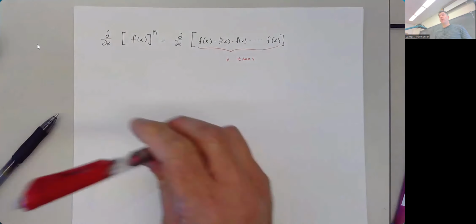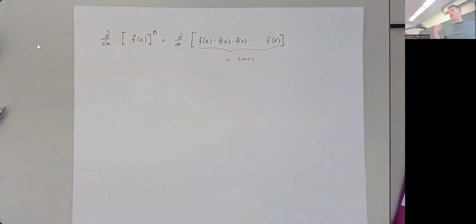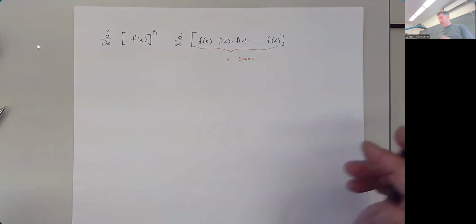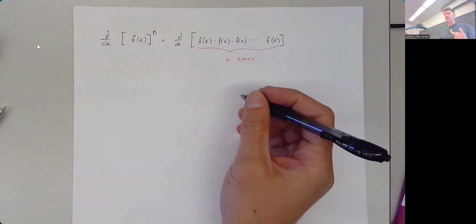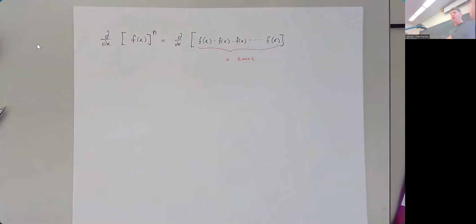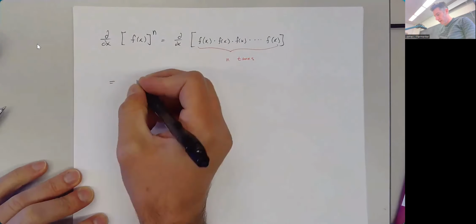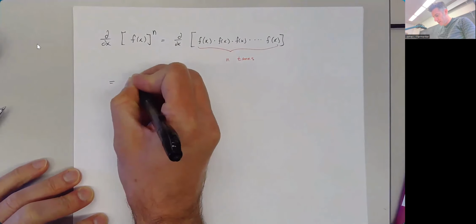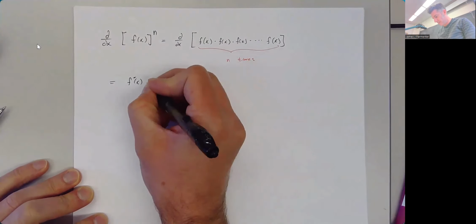But we know that if you have the product rule of n things multiplied together, just like when there were two things, we got two pieces, three things, three pieces, four things, we got 4 pieces. All right. When we have n things, we're going to get n pieces. And in each piece, we're going to get one derivative and the rest not derivatives. So when we take the derivative here, we're going to get f prime of x times a bunch of other f's.